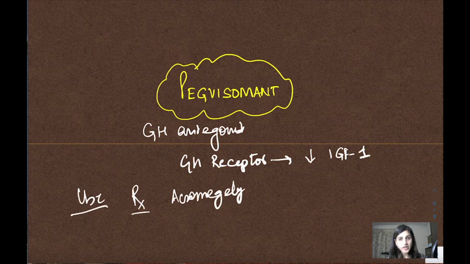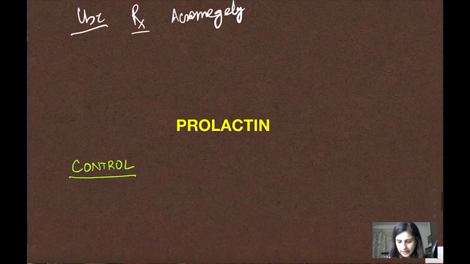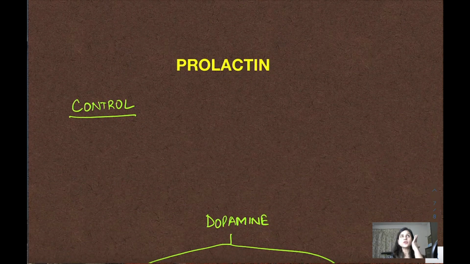Very simple, right? Easy. Now coming to another of these hormones from the anterior pituitary, which is called prolactin. Now prolactin is released from the anterior pituitary, but it is under the control of prolactin inhibitory hormone.